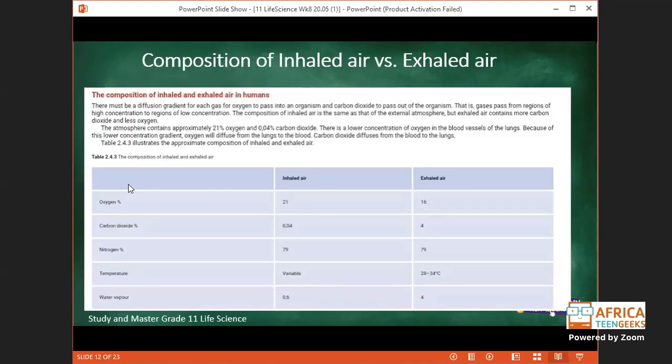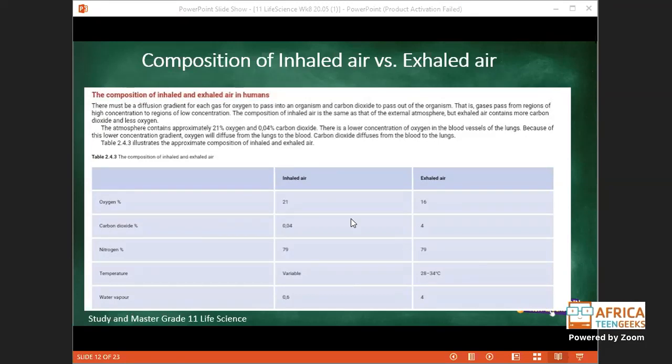Now let us look at the composition of inhaled air versus exhaled air. So I got this table here from the Study and Master Grade 11 Life Science textbook. And I'm just going to read out this top part for you guys, and then we're just going to compare the data which was found in inhaled air and exhaled air. Okay. So it reads the composition of inhaled and exhaled air in humans. So there must be a diffusion gradient for each gas for oxygen to pass into an organism and carbon dioxide to pass out of the organism.